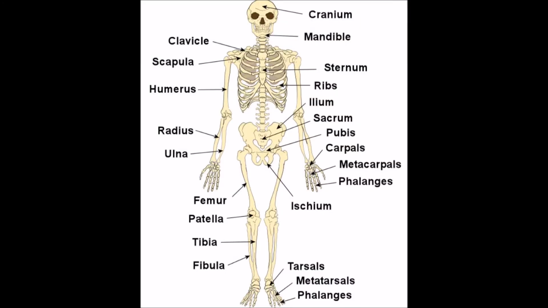The human skeleton is made up of the cranium, clavicle, humerus, scapula, sternum, rib cage, vertebra, ulna, radius, carpals and metacarpals, phalanges, pelvis, femur, patella, tibia, fibula, tarsals, and metatarsals.